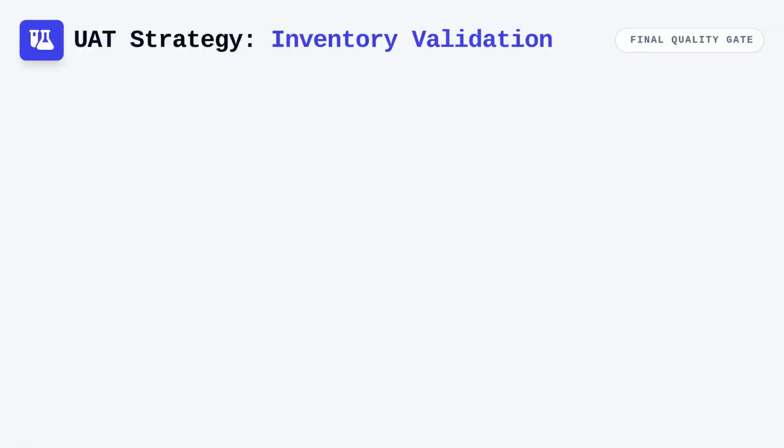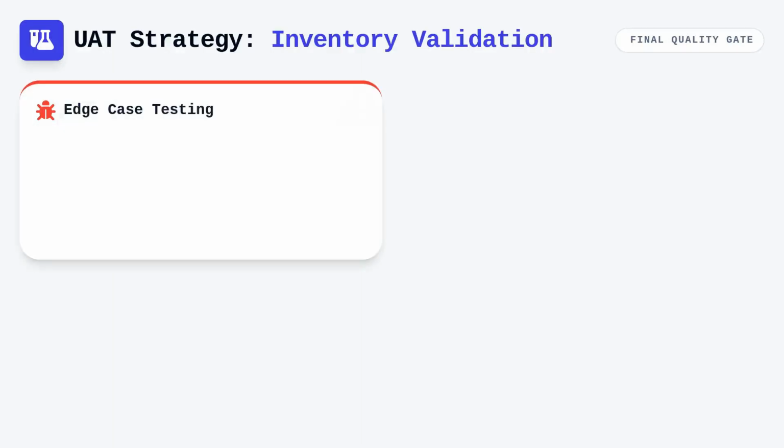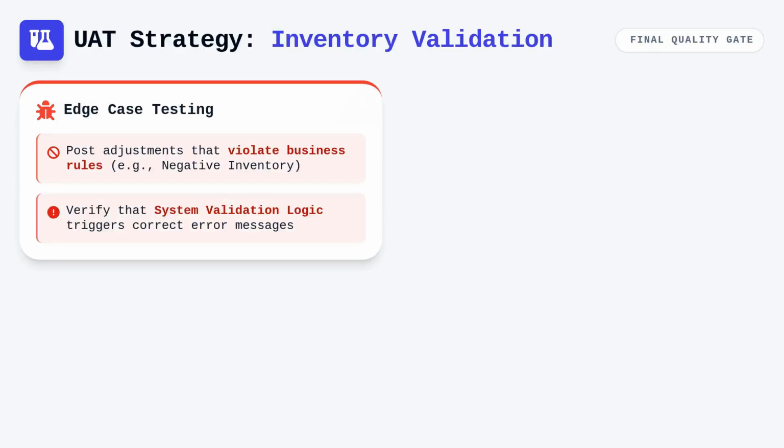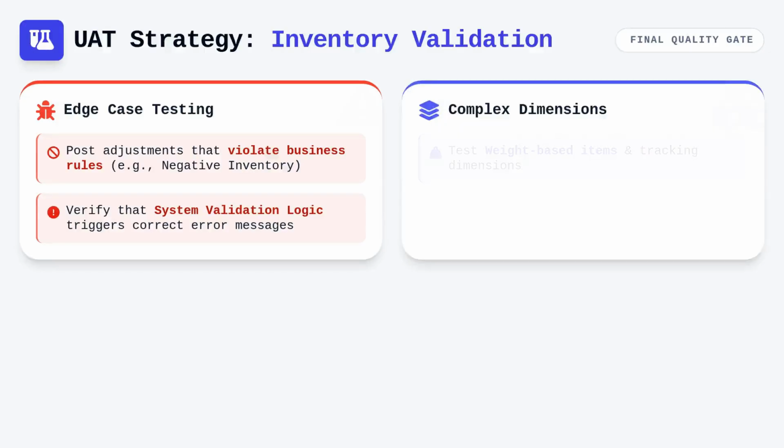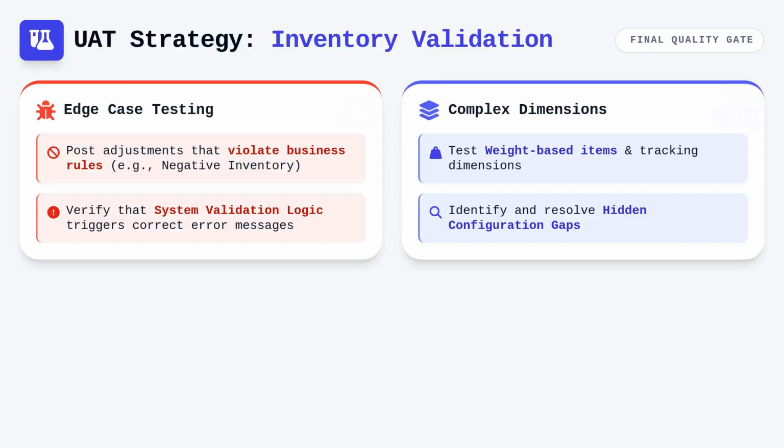Functional consultants must focus their efforts on designing thorough user acceptance testing scripts that anticipate edge cases, particularly those involving complex inventory dimensions. An effective test script will attempt to post adjustments that violate standard business rules, such as negative inventory on an item that prohibits it, to verify that the system validation logic triggers the expected error messages. You should pay particular attention to how the system handles weight-based items or items subject to complex tracking dimensions, as these often reveal hidden configuration gaps.